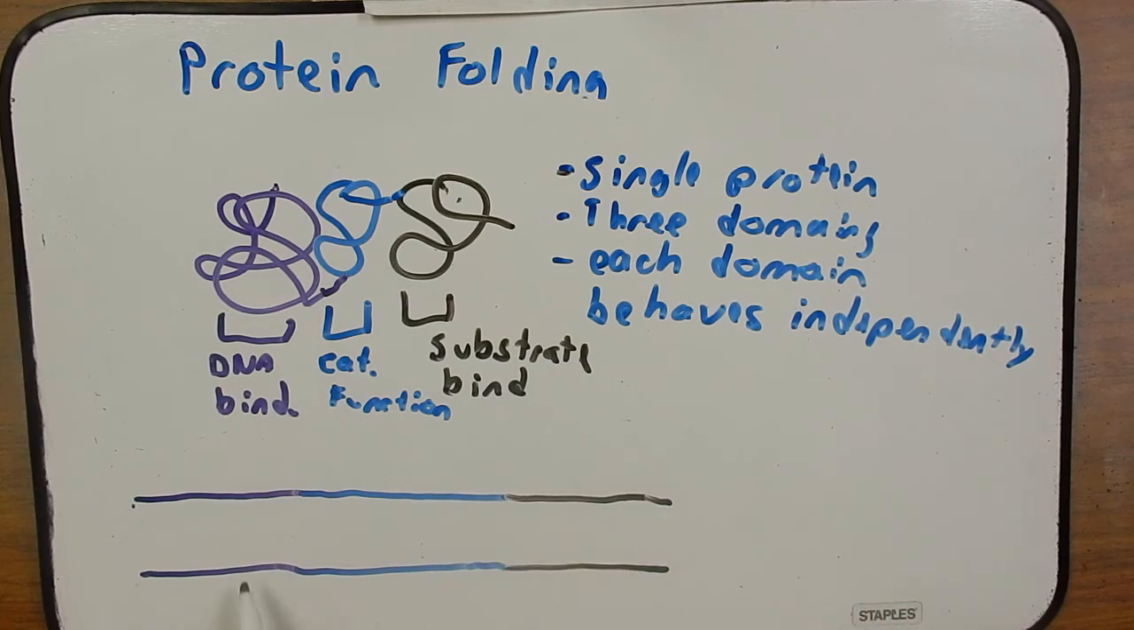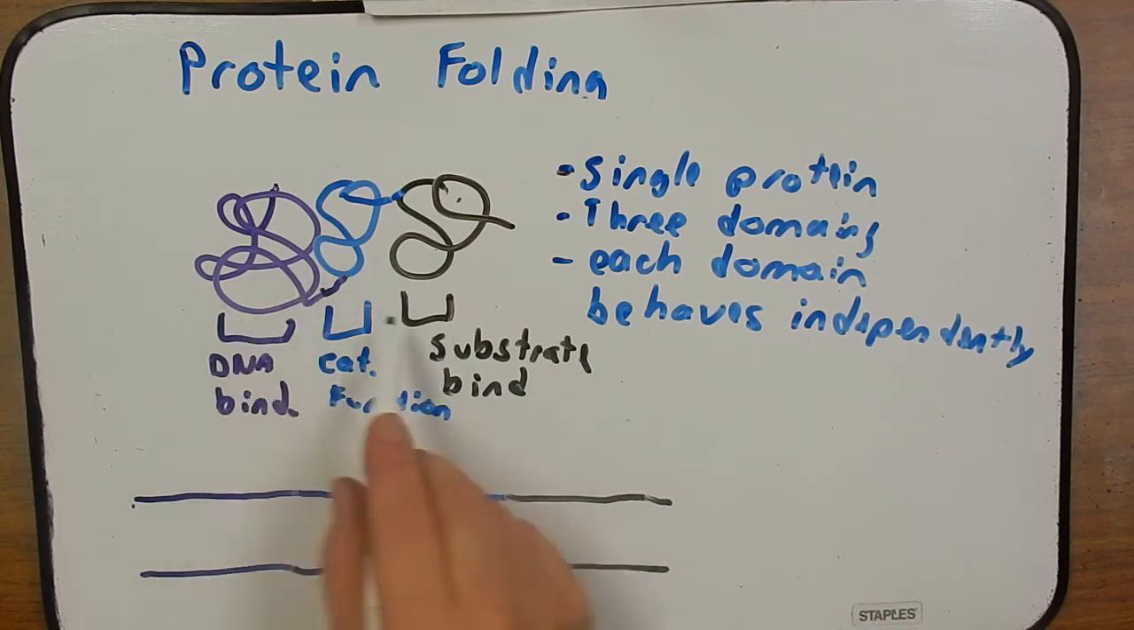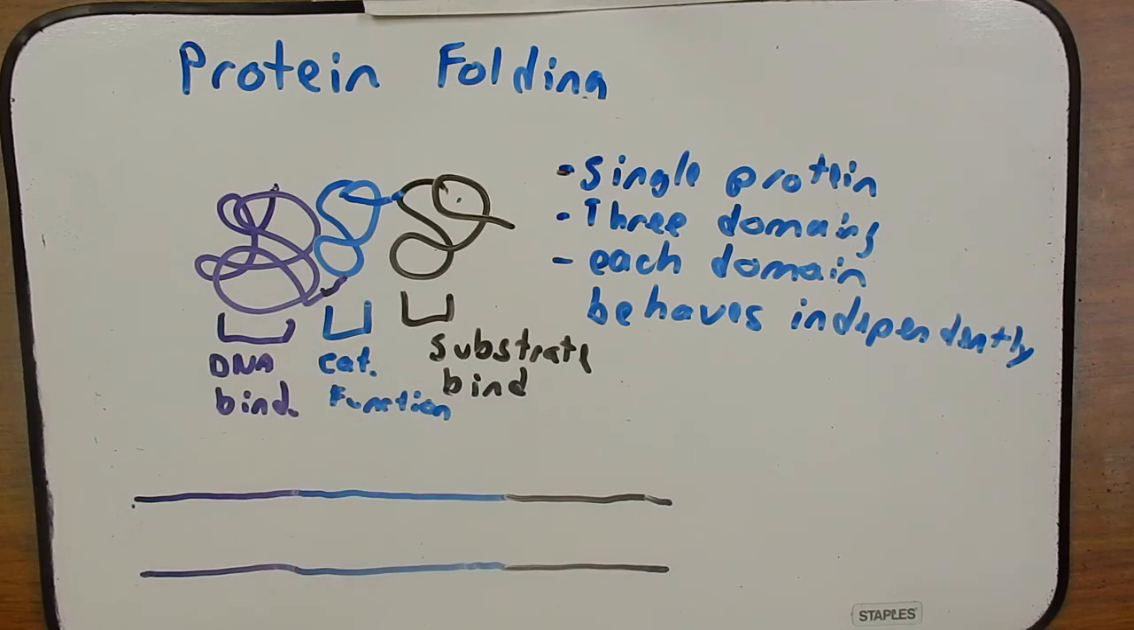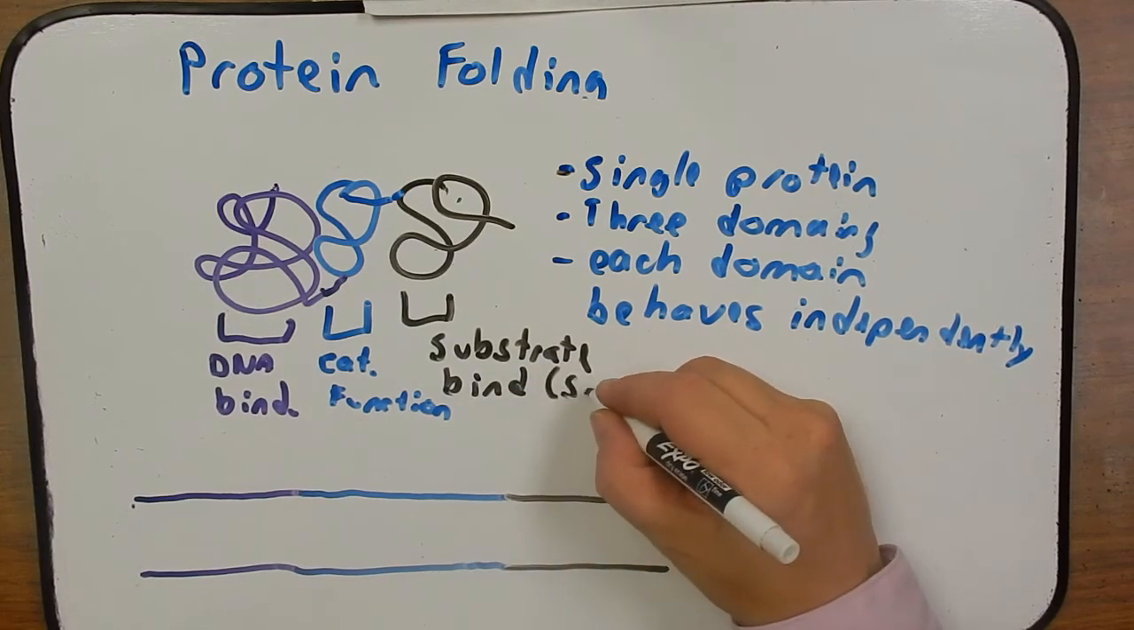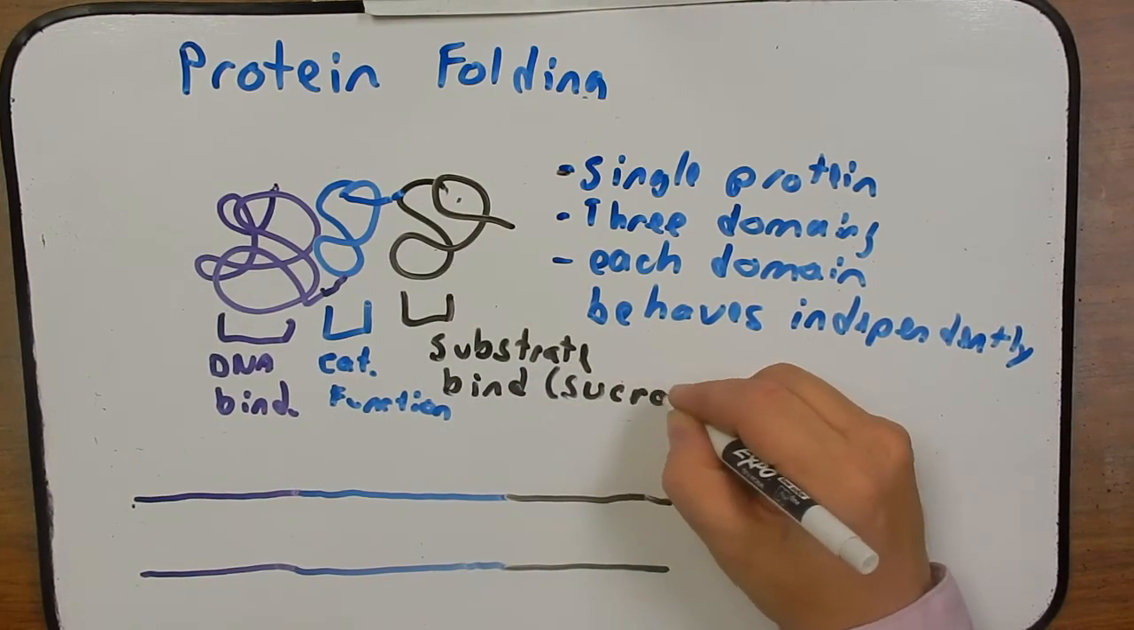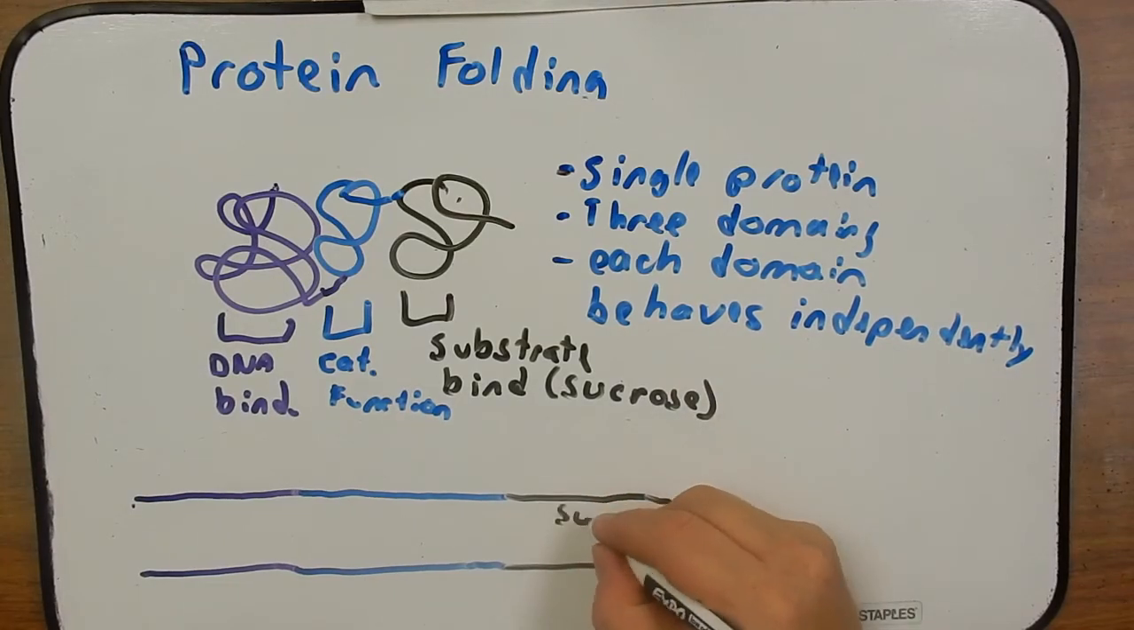you've maintained this original copy and it keeps doing its job. But this one here can change a little. Maybe there's going to be some sort of advantage to having another DNA binding protein, but maybe it's going to bind a different substrate. Maybe, and this is just a fictitious protein here, but maybe this one here bound sucrose, the sugar sucrose. So let me write that one here.